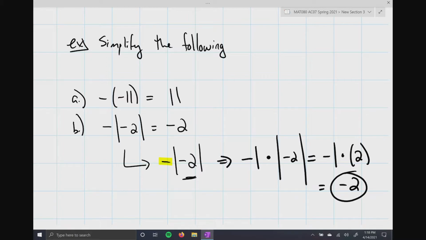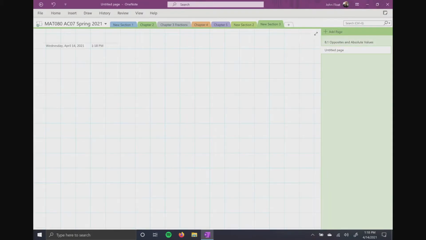All right. So now we get into the good stuff. 8.2. 8.1 is really easy. 8.2 is just adding and subtracting. Okay? And we're going to learn some rules here. So adding.